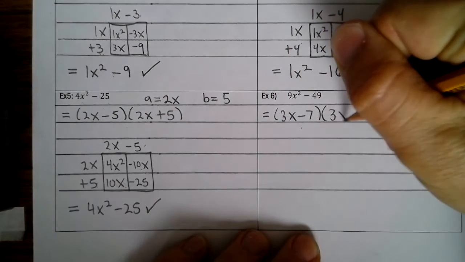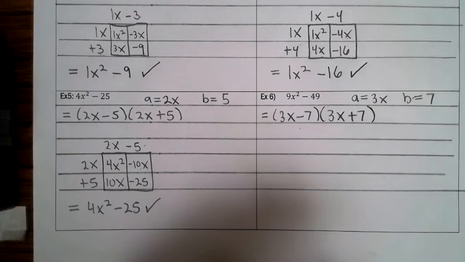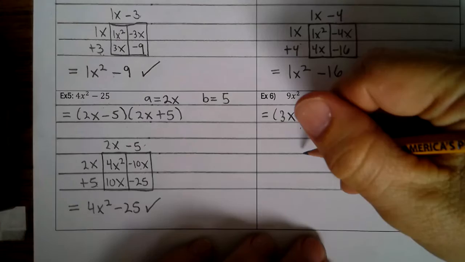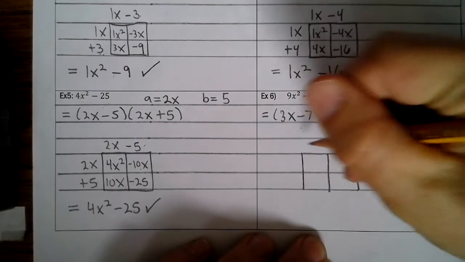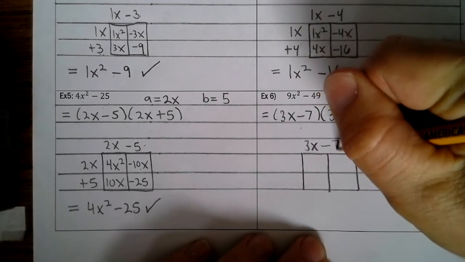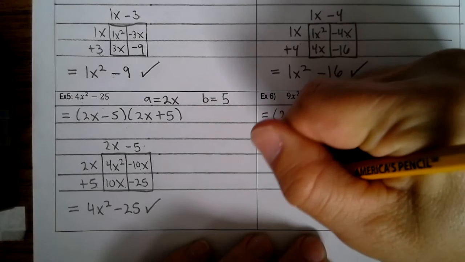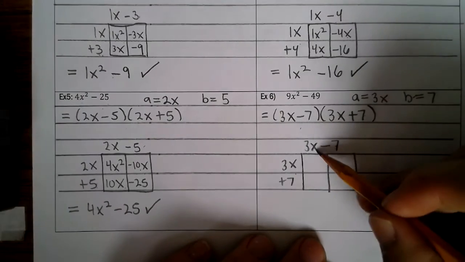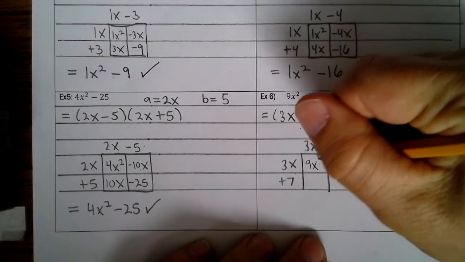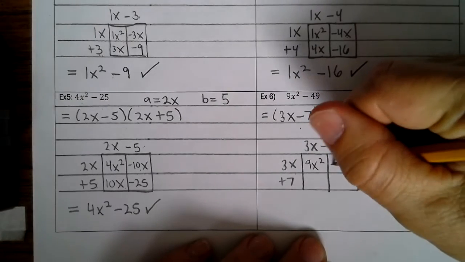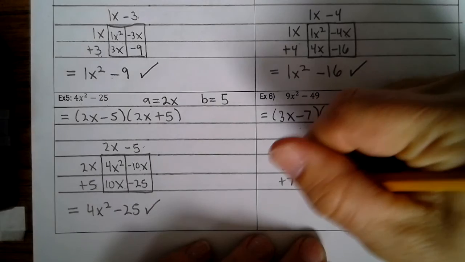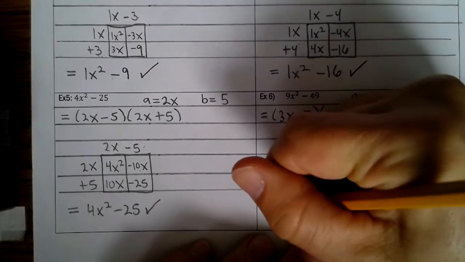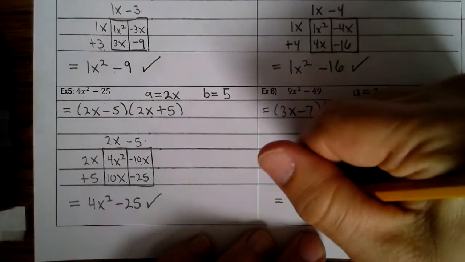And then you want to draw a box and multiply to check to make sure you factored it correctly. So 3x minus 7 times 3x plus 7. So 3x times 3x is 9x squared. 3x times negative 7 is negative 21x. 7 times 3x is 21x. 7 times negative 7 is negative 49. So that's 9x squared. 21x minus 21x is 0x, so that's minus 49.